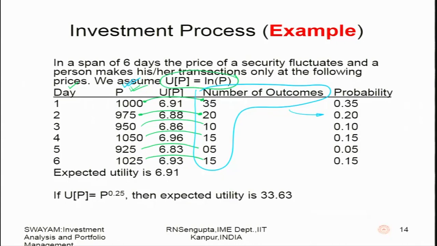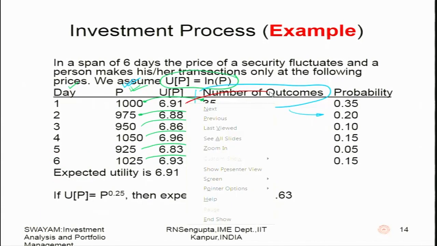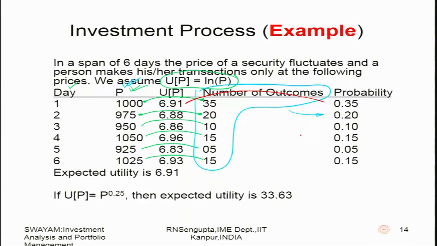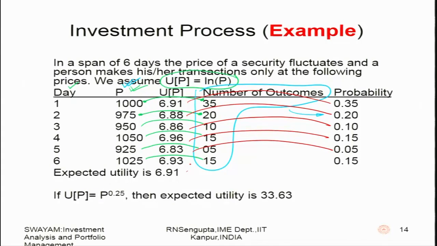So, if I find out the expected value, it would basically be calculated like this: utility multiplied by the corresponding probabilities. So, we keep multiplying them. So, 6.91 into 0.35, 6.18 into 0.2, 6.86 into 0.1 and so on and so forth. If I add them up, the value comes out to be 6.91. That is the utility based on the decision.